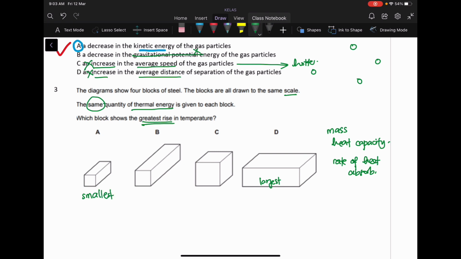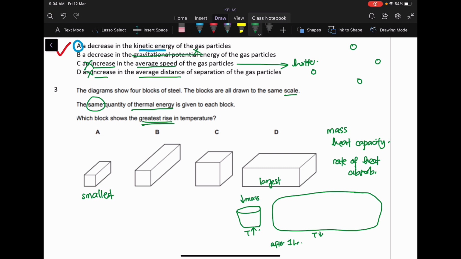For the greatest rise, last time we learned about water in a bucket and water in a pool. After 1 hour, the water in the bucket has a higher temperature, while the same water in the pool has a lower temperature. Why is that? It's because of its mass. This one has low mass, therefore the rise in temperature is higher. So the answer is A, 3A.